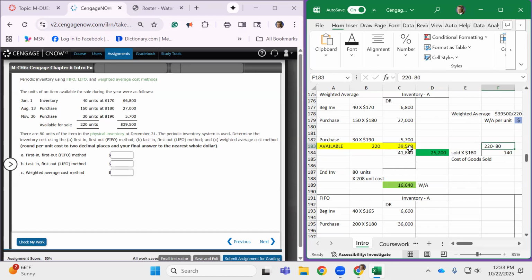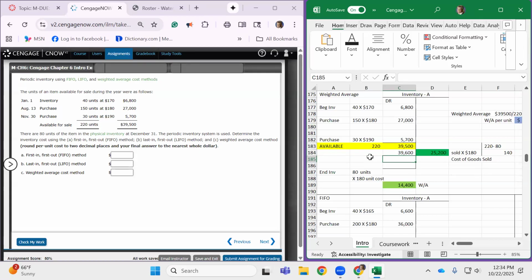So 220 units is how many we had available, minus 80. That means we sold 140 here. It's 140 times 180. We have 80 units remaining, and their cost is actually $180. So this $180 ought to be right here. We have 80 units at $180. That's why I have this twice.